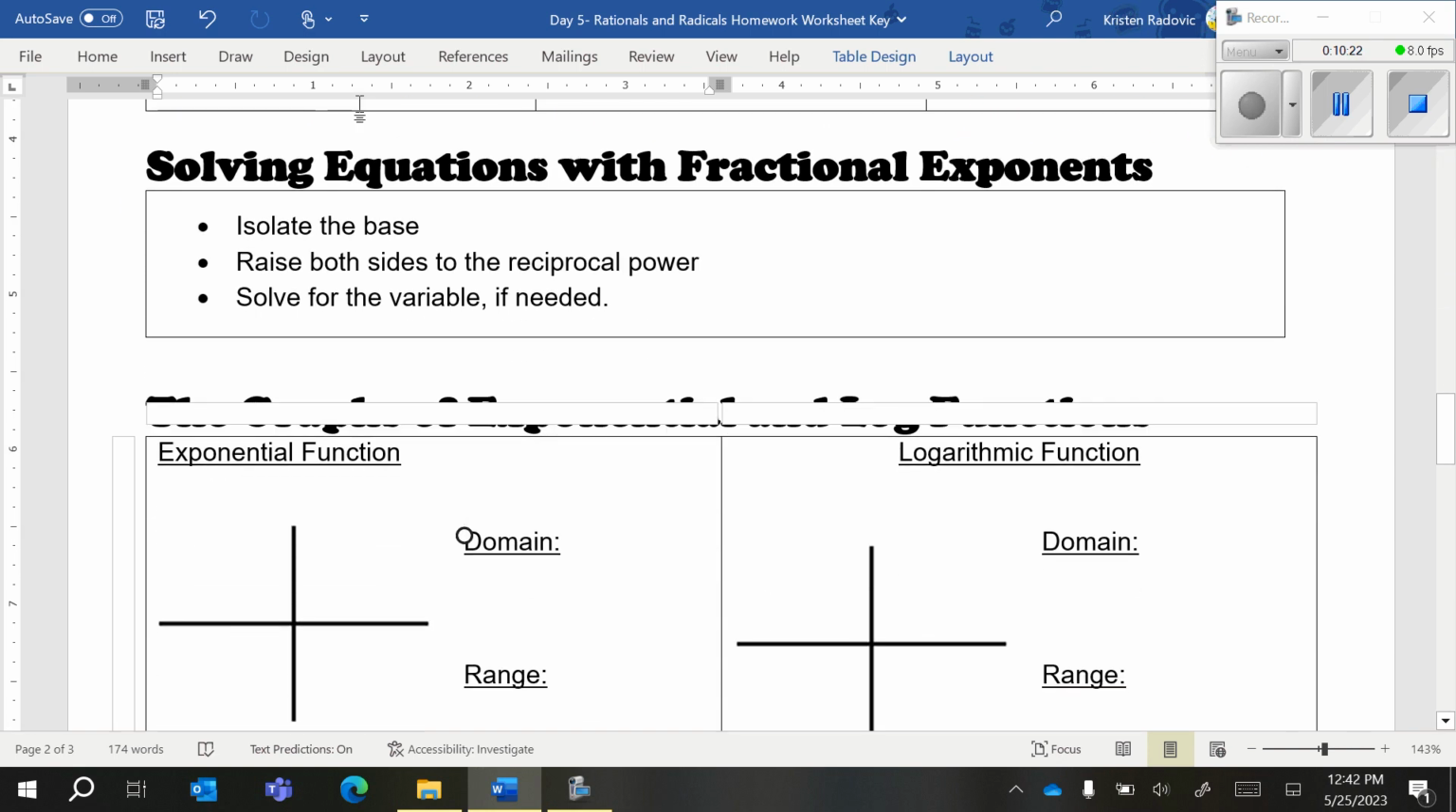All right, solving equations with fractional exponents, that means if you have this.